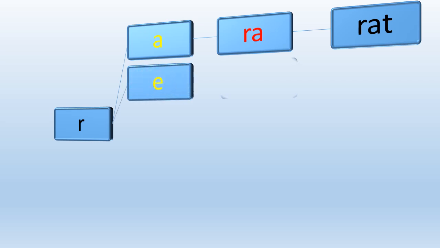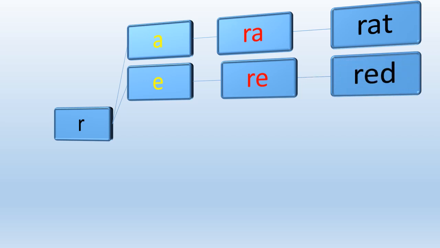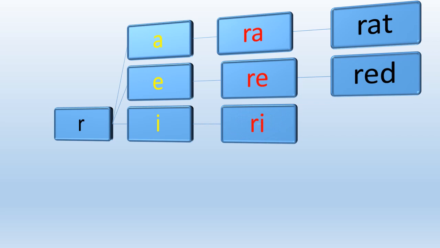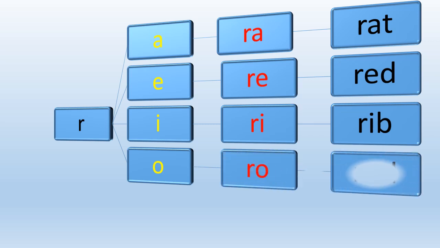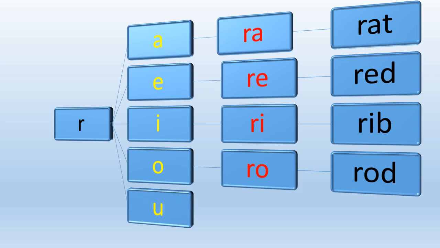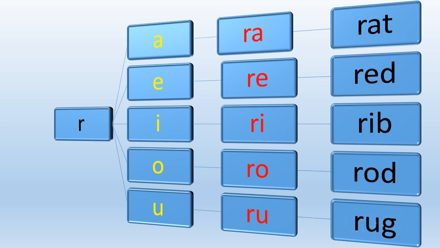The next letter is R. R, A, ra, as in rat. R, E, re, as in red. R, I, re, as in rib. R, O, ro, as in rod. R, U, r, as in rug.